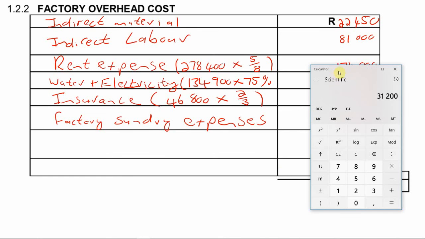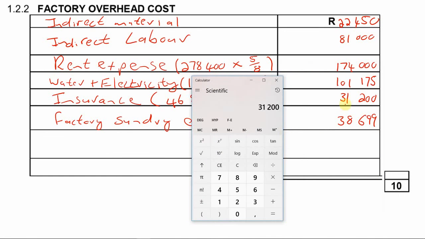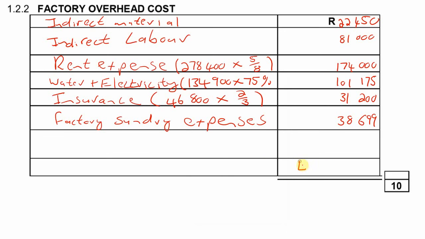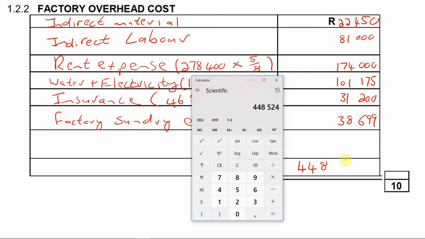Now it's a matter of adding up to get the total. So we have 31,200 plus the 38,699 plus the 101,175 plus 174,000 plus 81,000 plus 22,450 is 448,524.